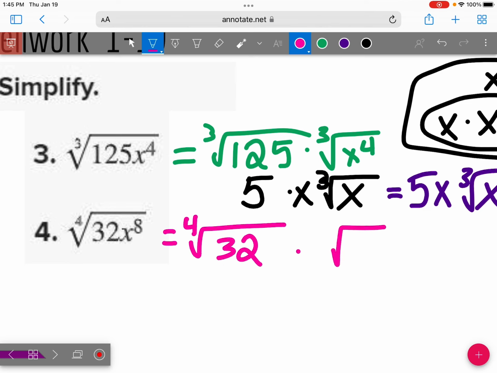So how much is going to be in our group? 4, right? We want 4 2's. So we've got a 2 out here. And then what is left over in our radical? 2. Yeah. It's what's left up here, right?